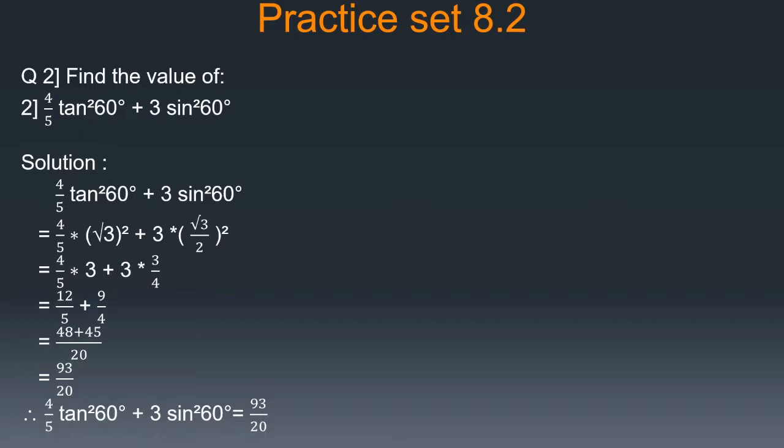So the answer we get is 4 upon 5 tan square 60 plus 3 sin square 60 degree is equals to 93 upon 20.